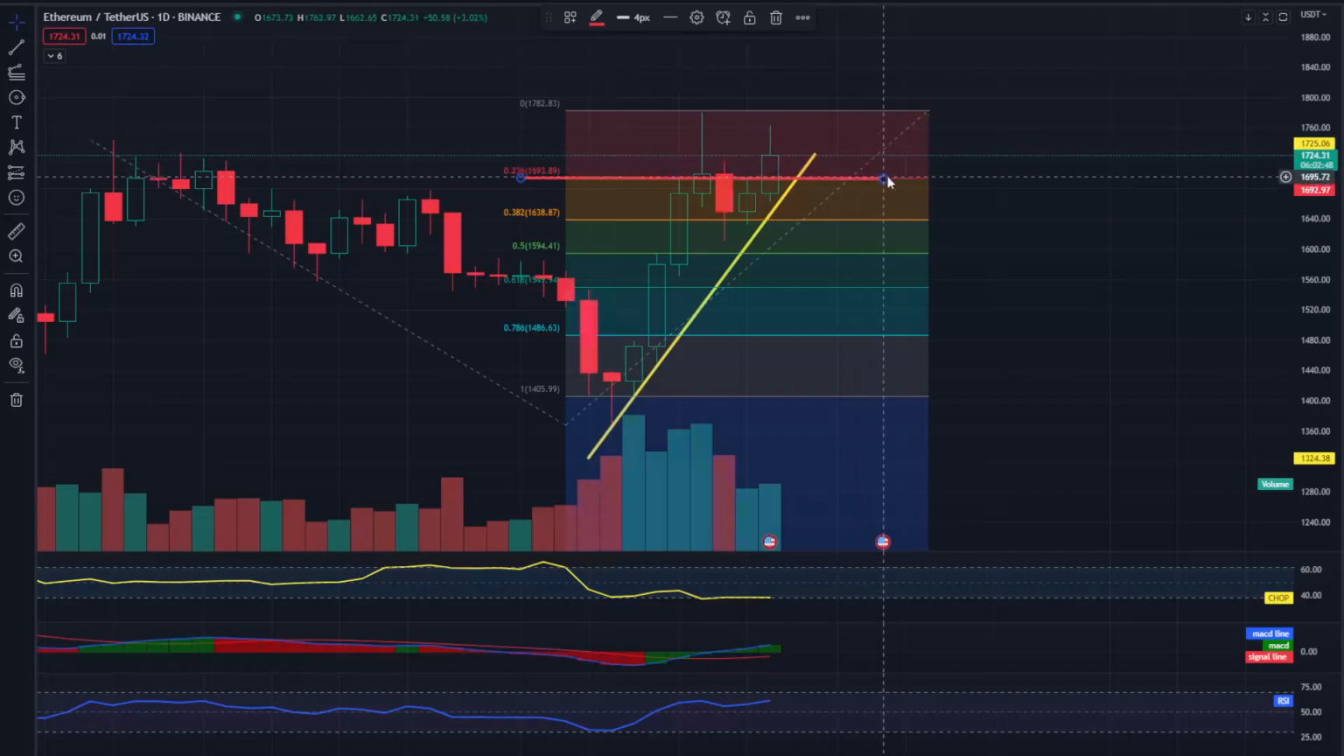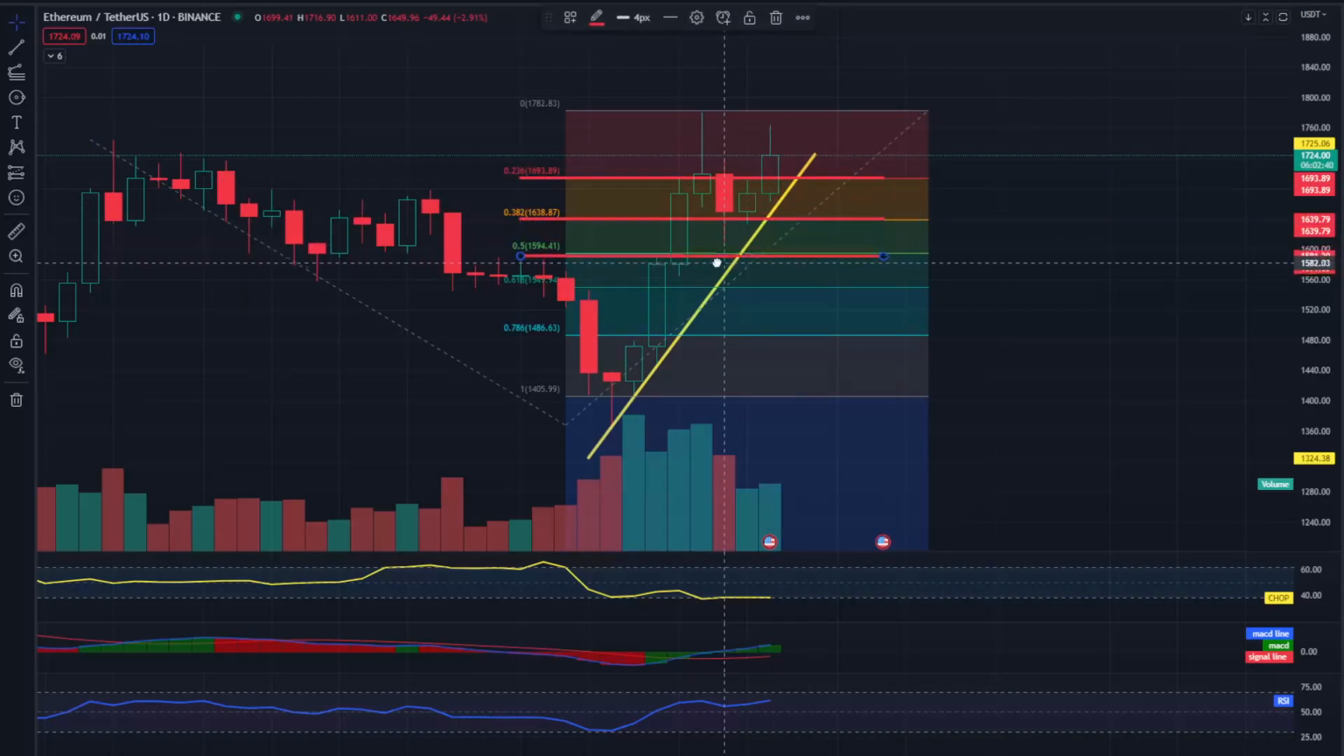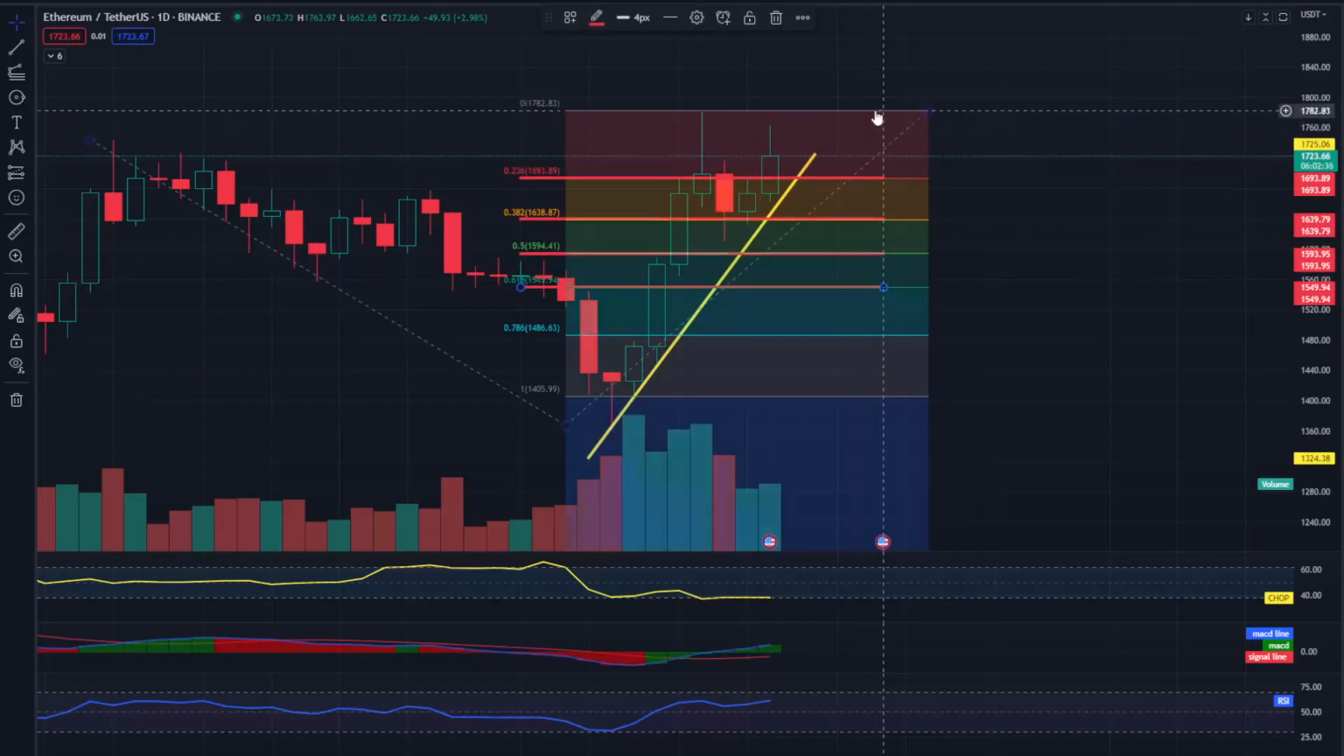first support at $1,694, the second support at $1,640, the third at $1,594, and then the fourth support at $1,550.